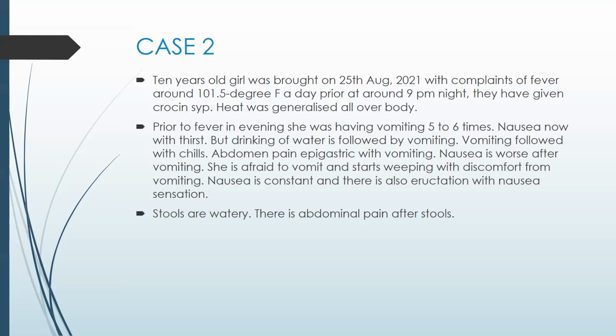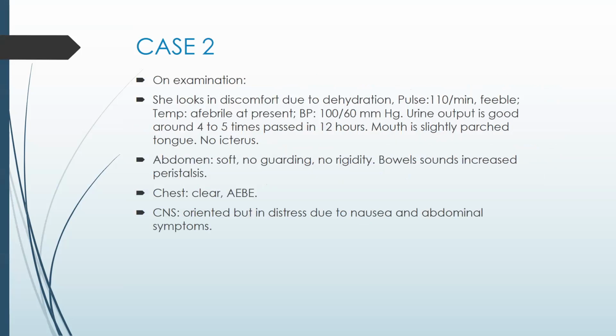Okay. So on examination, I looked at the child. She was very dehydrated. Pulse was around 110 per minute and feeble. Temperature at present was afebrile. BP recorded was around 100/60. Urine output was good, around 4 to 5 times in 12 hours, sorry. Mouth is slightly parched and there is no icterus, no jaundice.